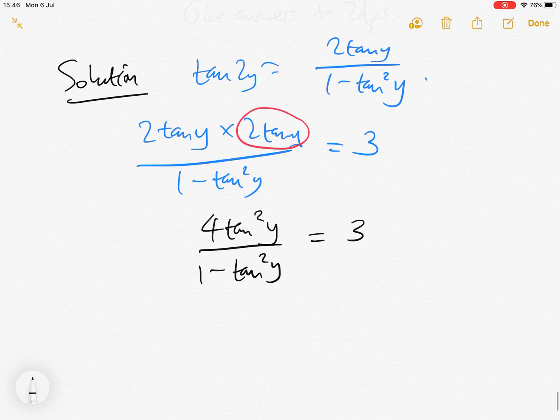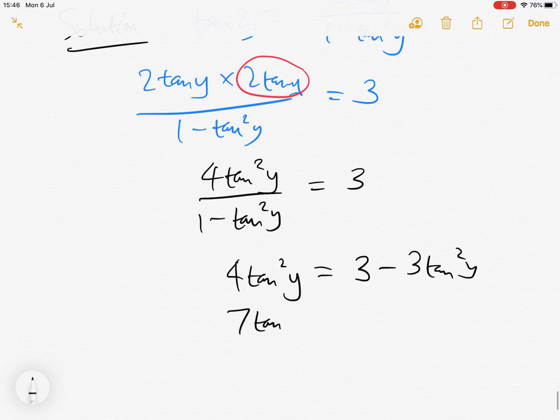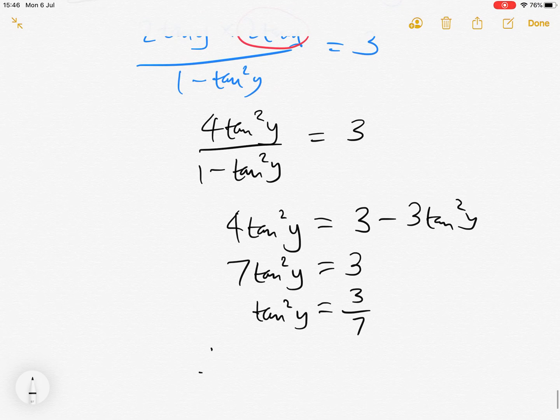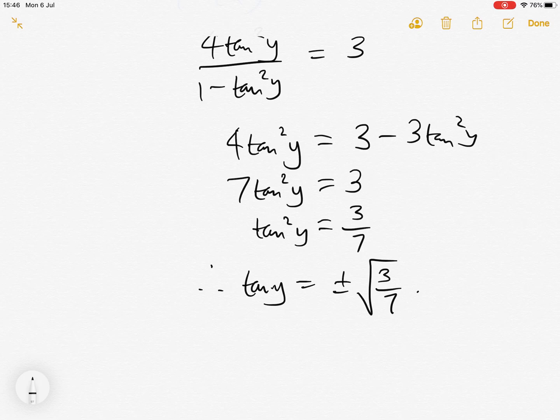And then if we multiply both sides by 1 minus tan squared y, we get 4 tan squared y equals 3 minus 3 tan squared y. So 7 tan squared y is 3. So tan squared y is 3/7. And therefore we can say tan y is plus or minus the root of 3/7. It's important to remember the plus minus. Sometimes people forget that. So we're expecting solutions in all 4 quadrants.